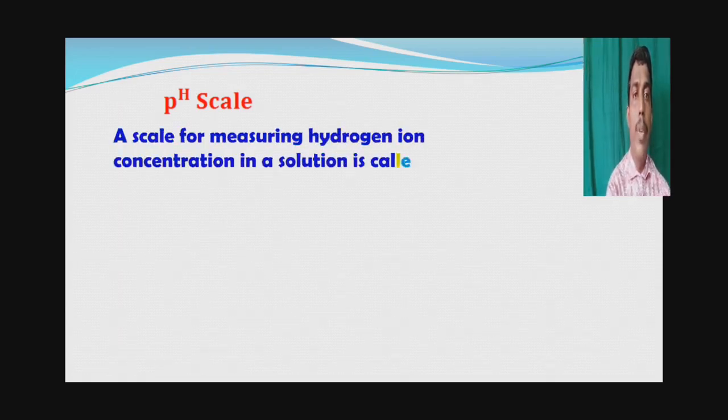pH scale. To know the strength of acid and base, S.P.L. Sorensen introduced the concept of pH scale. A scale for measuring hydrogen ion concentration in a solution is called the pH scale. We know acids produce hydrogen ions, H plus ions. To measure the hydrogen ion concentration, the pH scale is used.